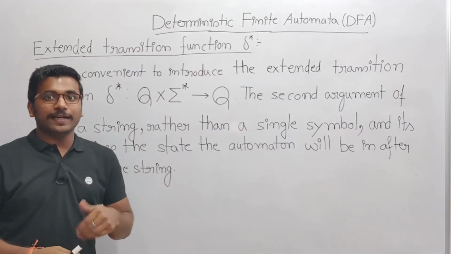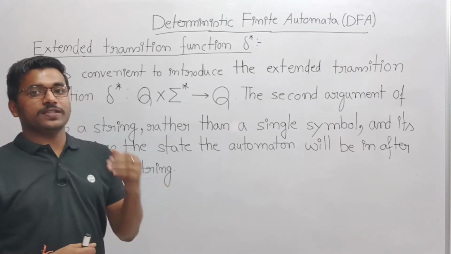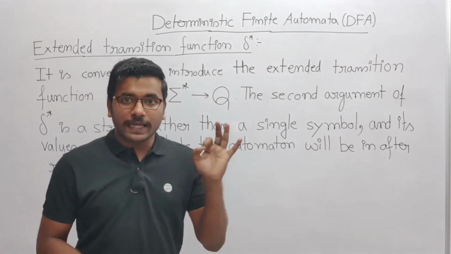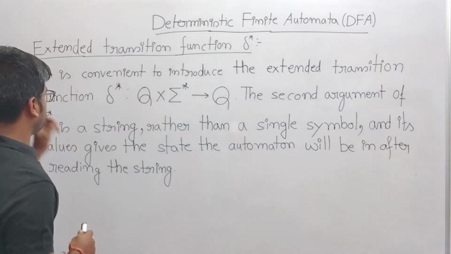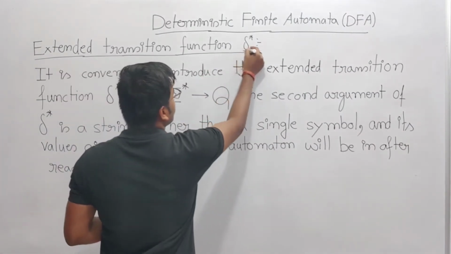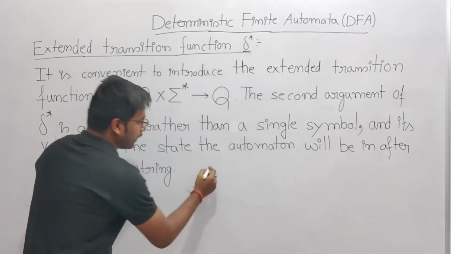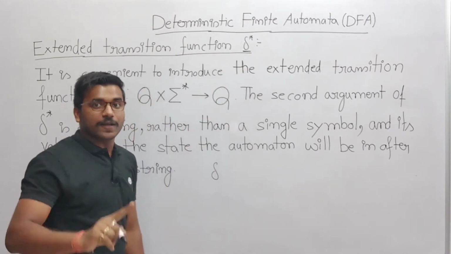Now see the extended transition function. Transition function we have seen, now it is extended transition. And this term is very important because it was even asked in your GATE 2017. So what is the extended transition function? It is denoted by delta star. If delta is your transition function, delta star is your extended transition function.